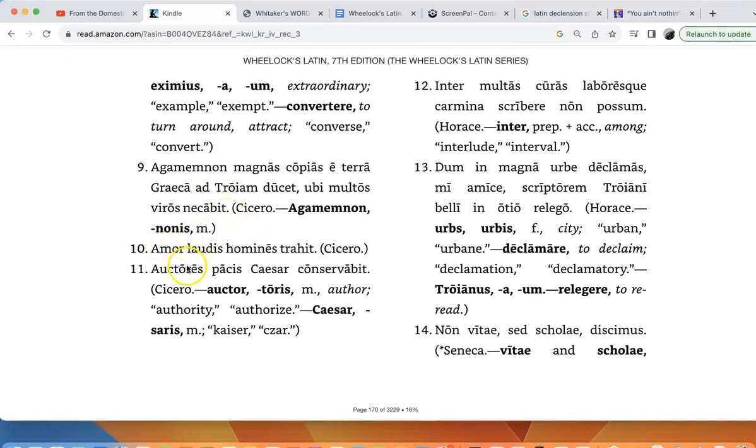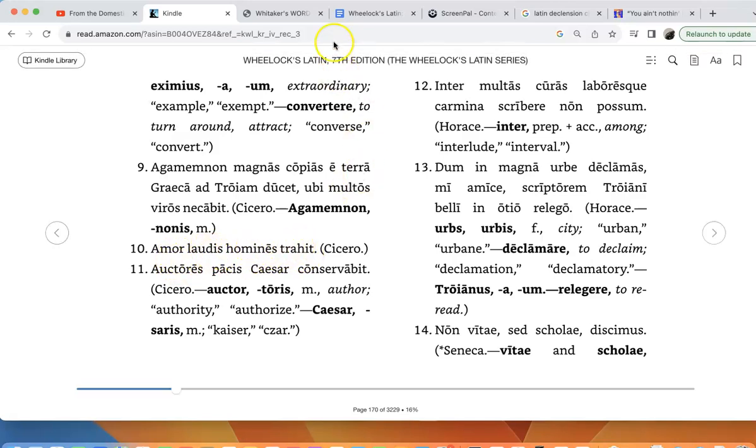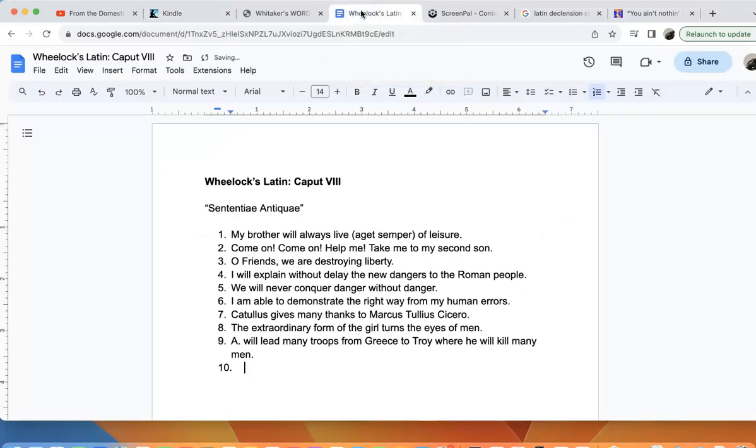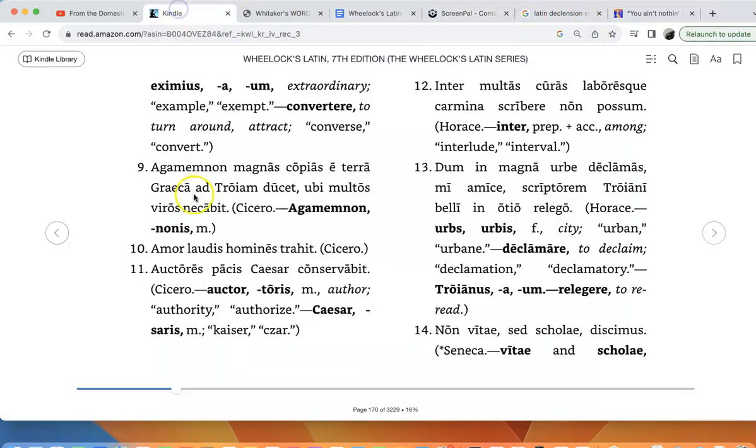And then the last one we'll do from the Sententiae Antiquae, amor laudis homines trahit, love of praise draws men. In other words, people like to be praised, people like to be flattered. So love of praise draws men. This one's fairly straightforward, but it's a good opportunity to review the genitive.